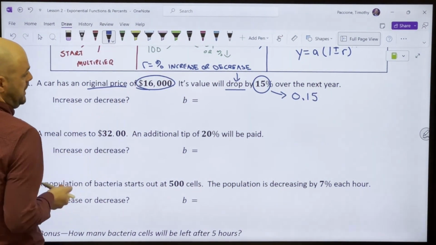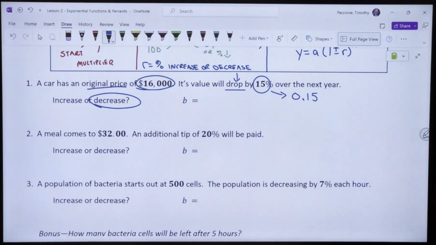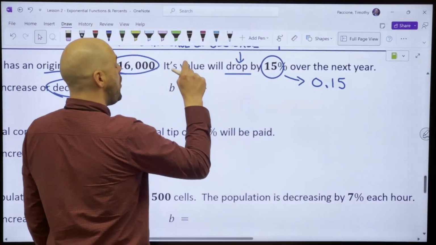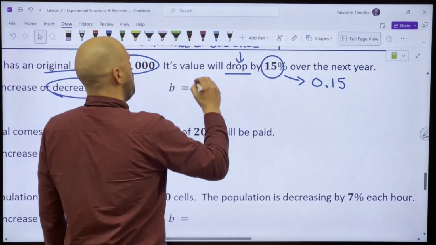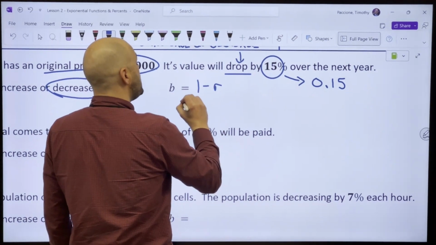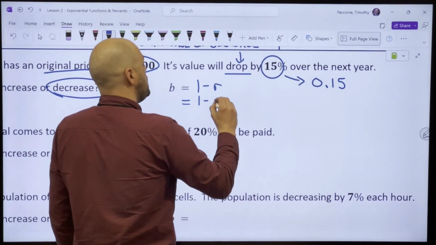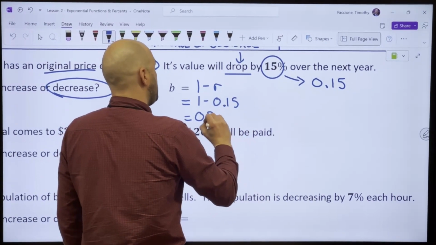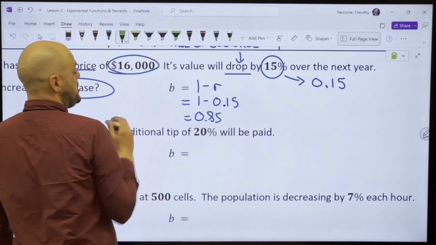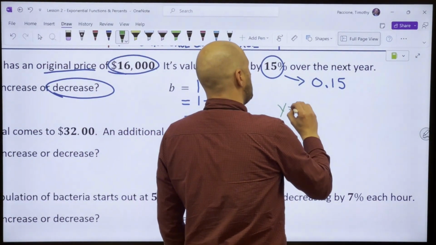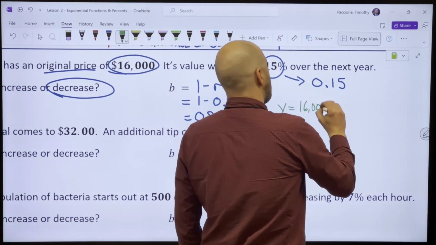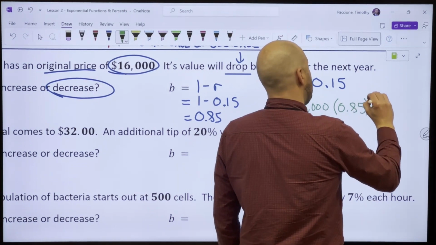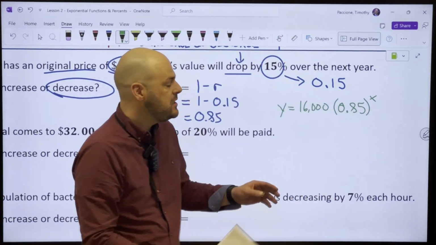Now, does this increase or decrease? Decrease. So at this moment, you ask yourself, okay, will B be 1 plus R or 1 minus R? Because it can't be both. Minus. 1 minus R. For us, that means 1 minus 0.15 or 0.85. So if we were to write an equation here, we'd say, okay, y equals 16,000 times 0.85 to the x. And that should make some intuitive sense to you.